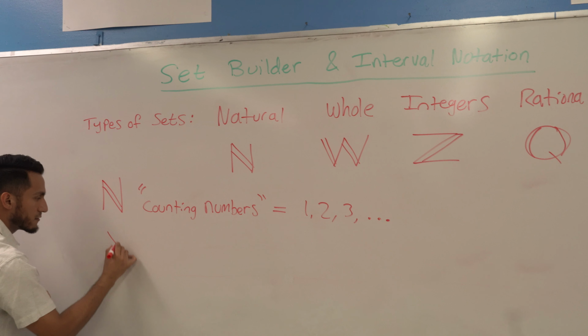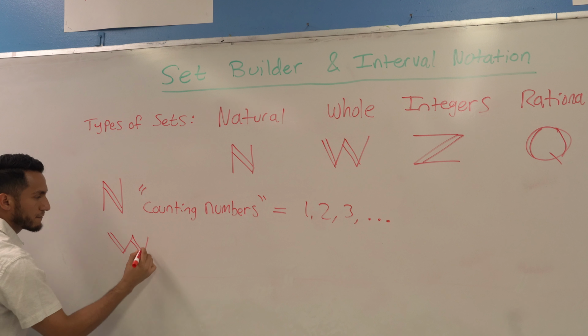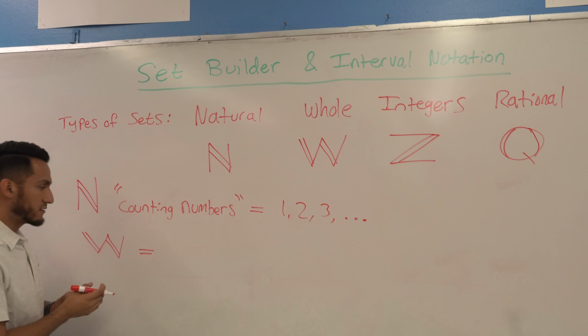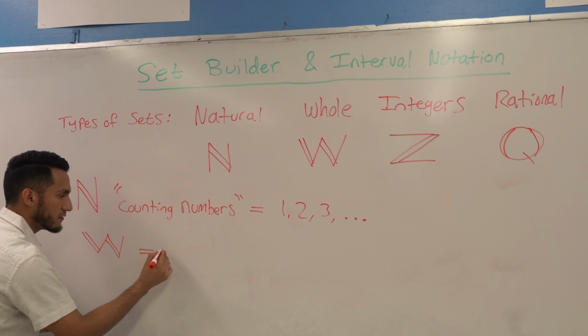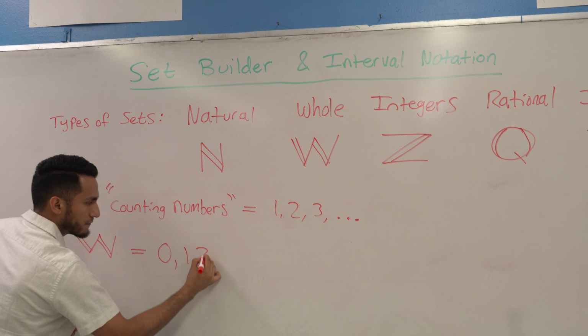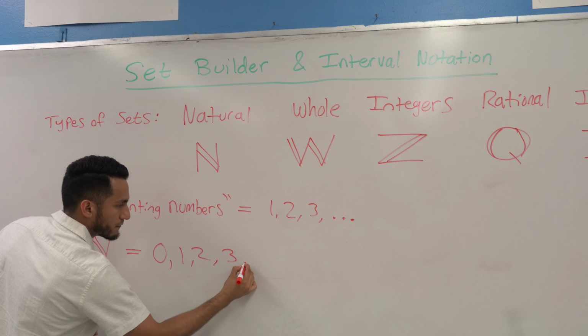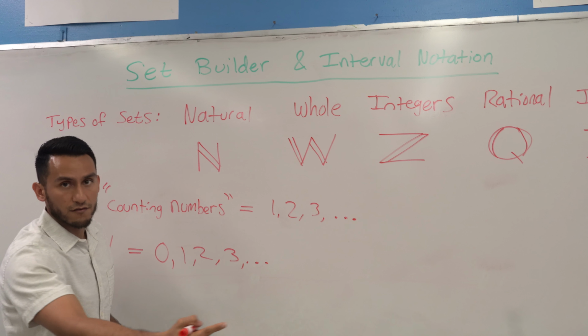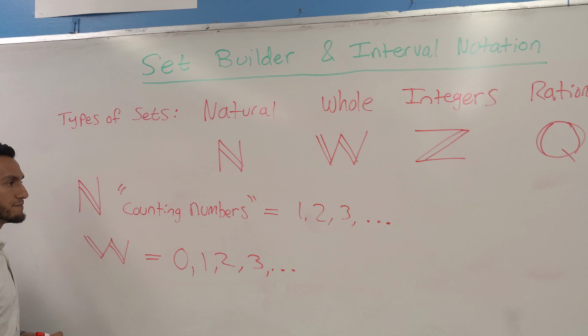Your whole numbers, they're exactly like your natural numbers, except they have one extra number, which is the 0. So 0, 1, 2, 3, and it keeps going forever, just like the natural numbers.